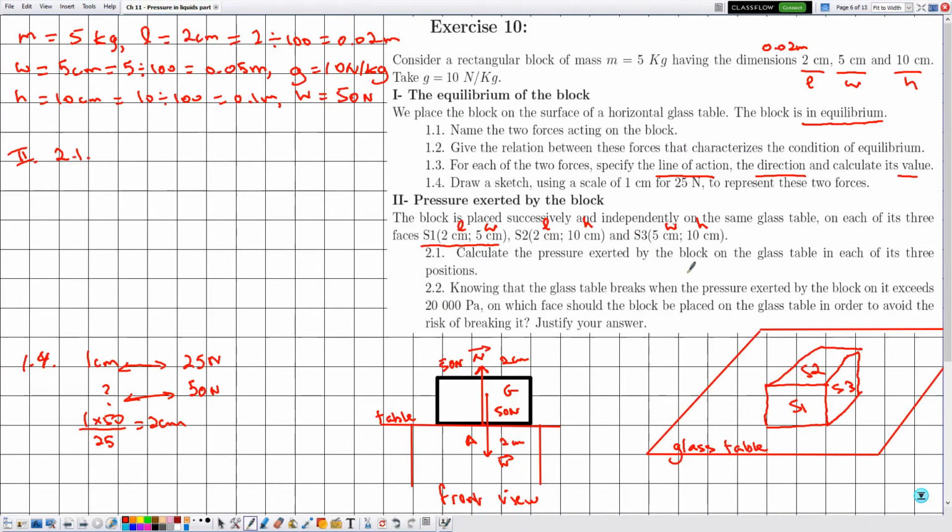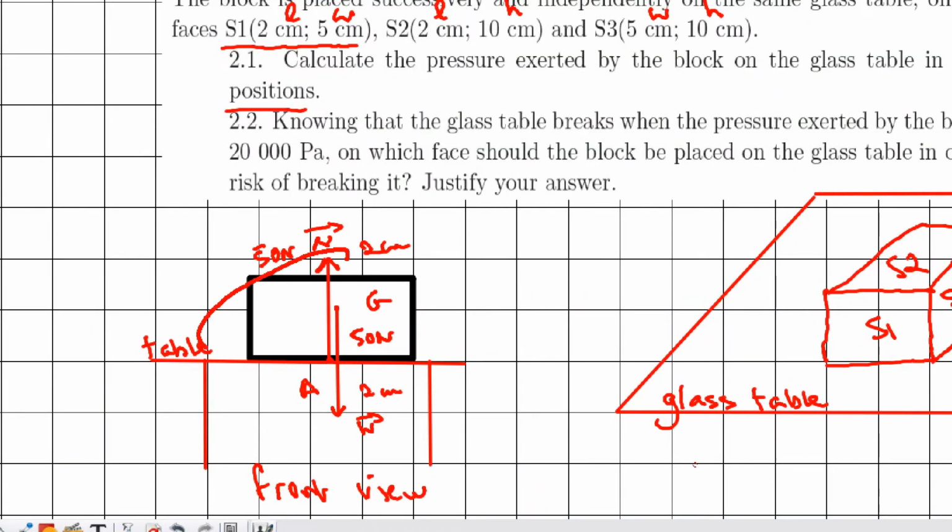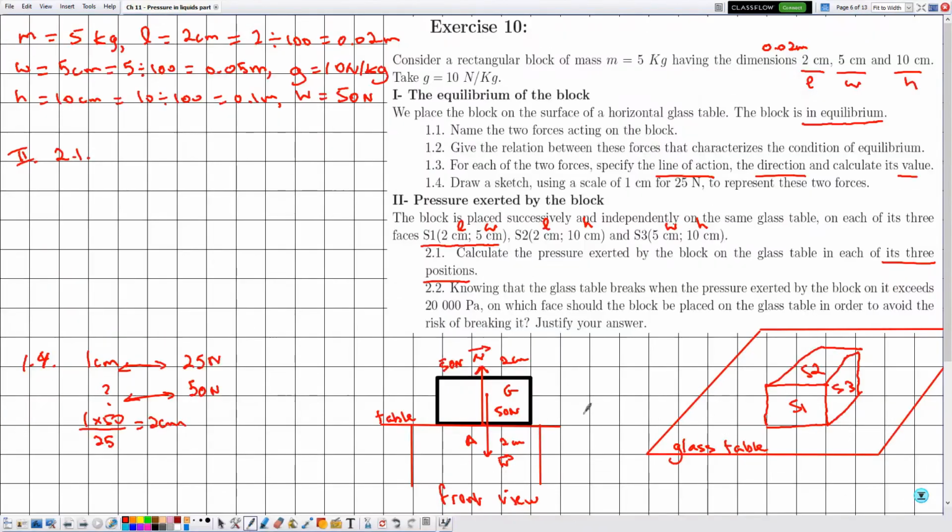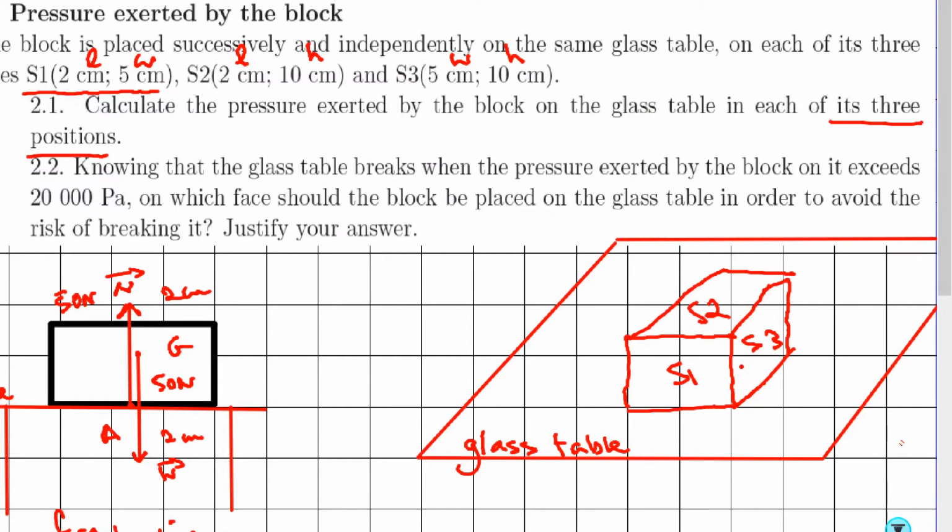In 2.1, calculate the pressure exerted by the block on the glass table in each of its 3 positions. And this is important, 3 positions. Here the rectangular block is being placed on the table, but we don't know on which face. So we have three possibilities in which one can place this rectangular block. The first possibility is on the face S1, the second is on the face S2, and the third one is on the face S3. In each of these three positions, we can determine the pressure. Why is the pressure different in these three positions?